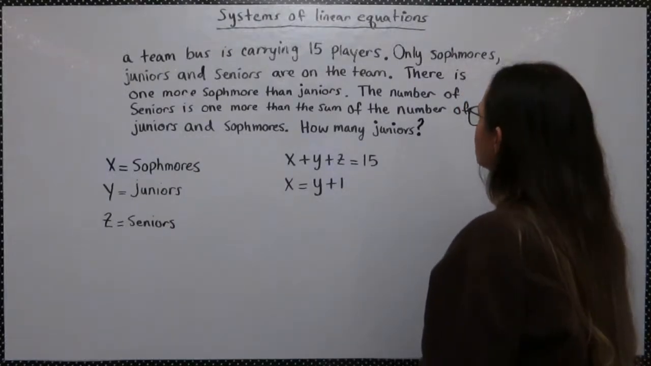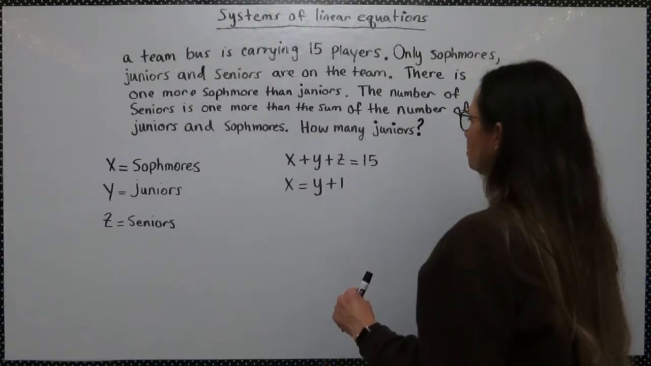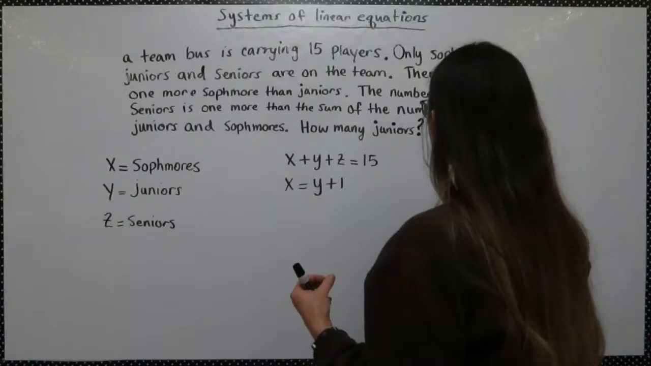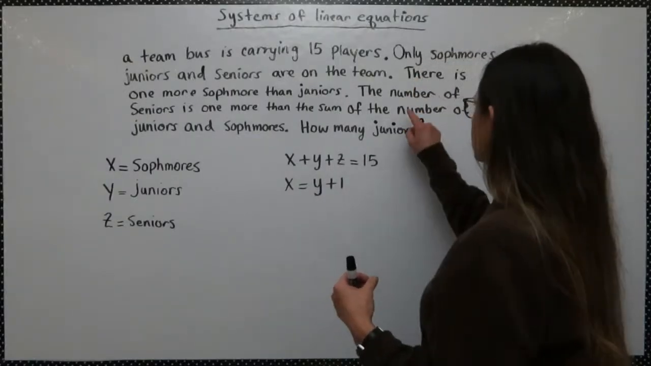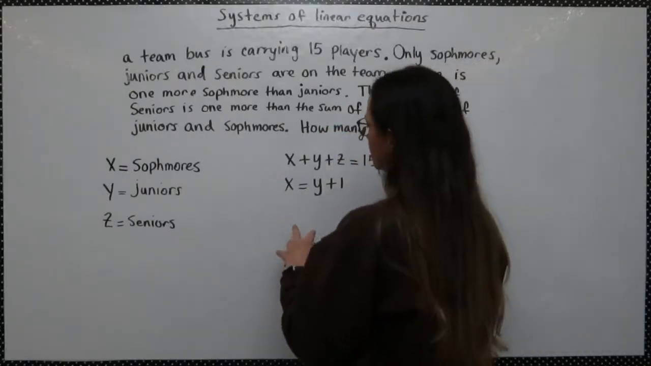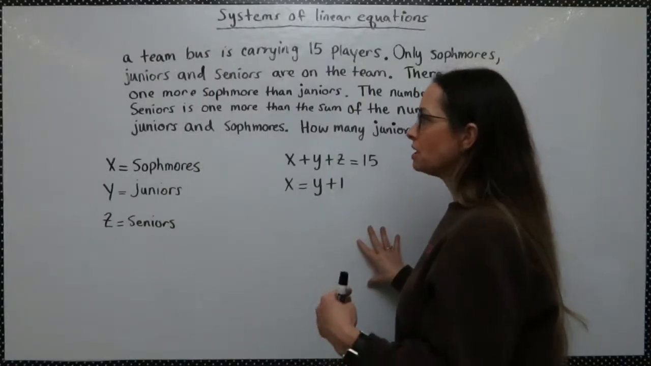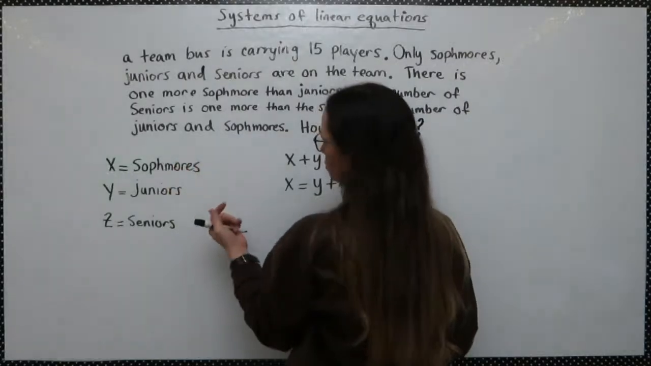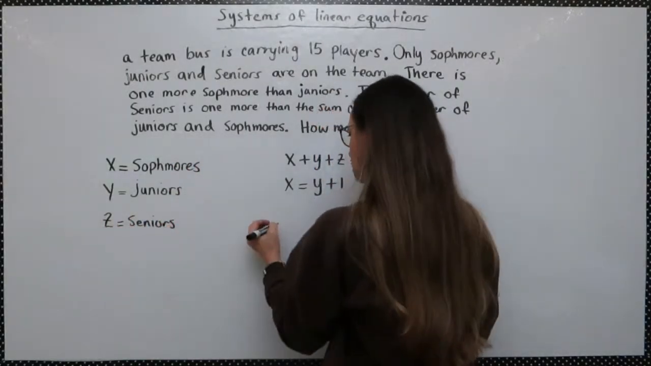And then I need one more equation because I have 3 variables. I have to have a separate and unique equation for each variable that is introduced to the system. And so I can write another one. It says the number of seniors is. And so what I'm doing is I'm writing algebraic statements, transferring the language into symbols. And "is" means equals. So I have seniors equals z.